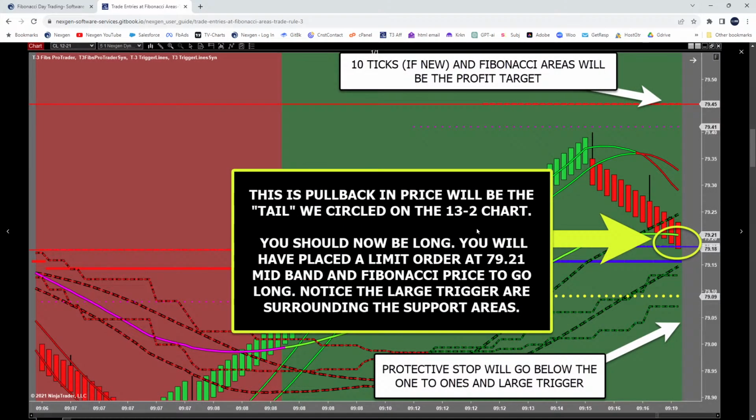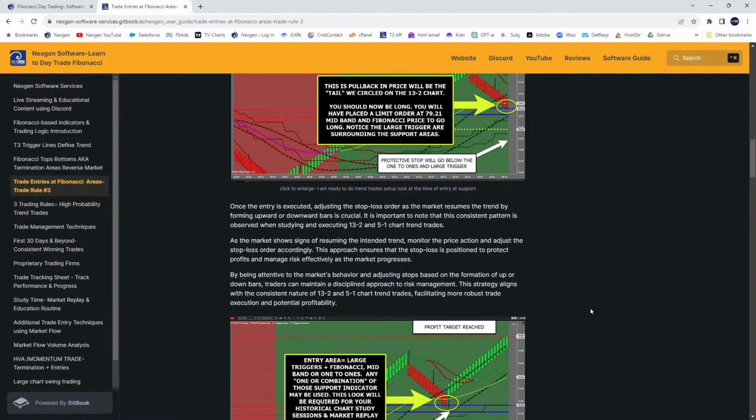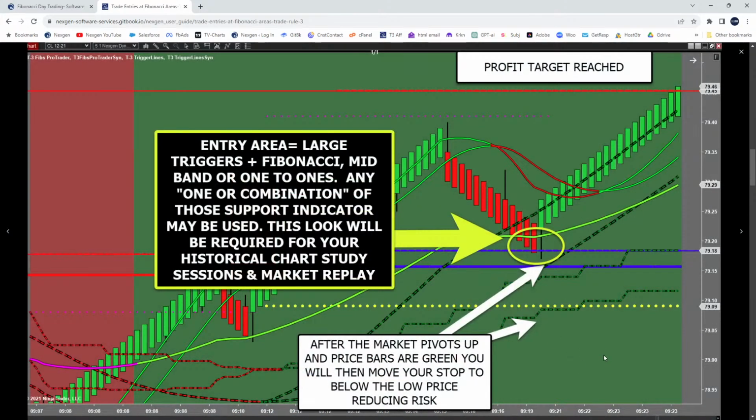And this is what it looks like at the time of entry. As we pull back in price into support in between the large triggers, that's where we're going long, with the hopes that support and the large triggers is going to make it bounce up. Everybody okay with this? So again, just think, area plus large triggers equals a trend trade. Area plus the large triggers equals a trend trade.